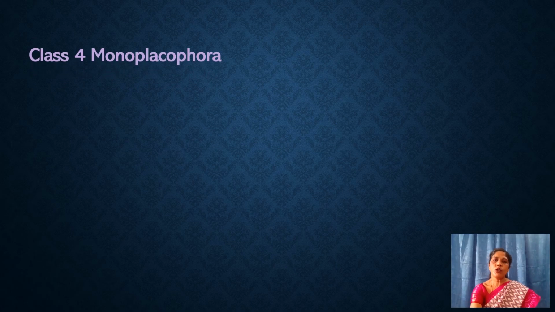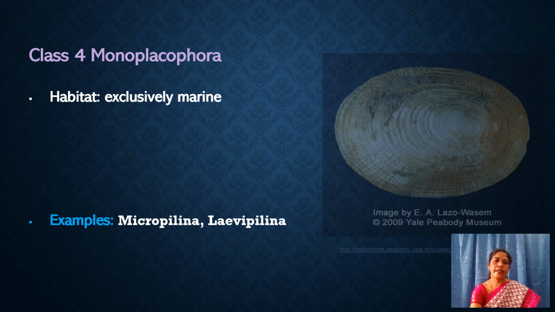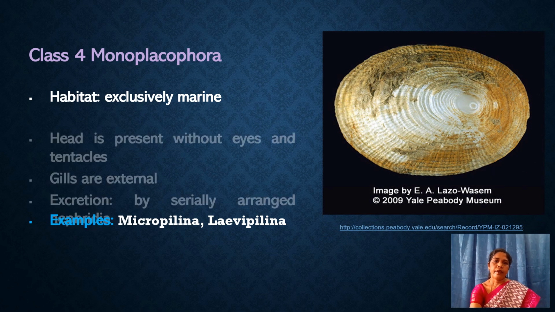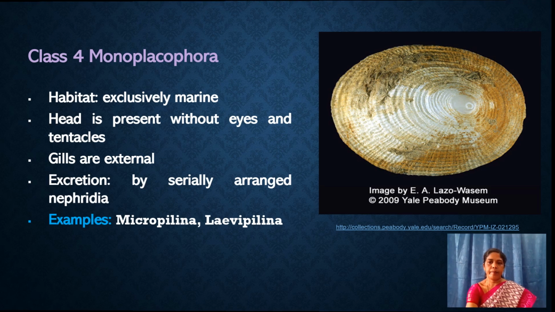Class 4 is Monoplacophora. They are exclusively marine organisms. Some examples are Neopilina and Vema, etc. Head is present without eyes and tentacles, and gills are external. Excretion occurs by serially arranged nephridia in them.